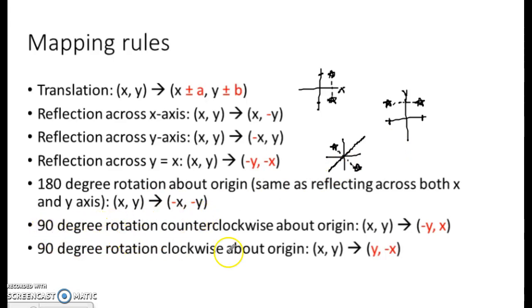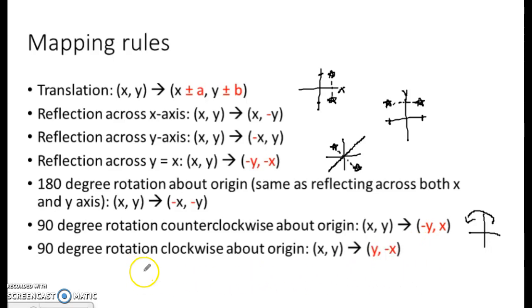For a 90-degree rotation counterclockwise, I don't know why, this one's harder for me to remember, but 90-degree counterclockwise means that you're going to start over here and you're going to rotate it one quadrant counterclockwise. And in order to do that, you have to change the order of x and y, and you have to make y negative.